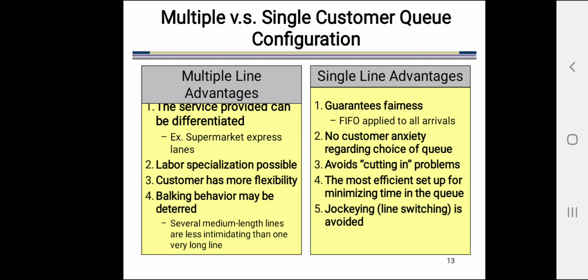What is the single line advantage? So single lines guarantee fairness. First in, first out applied to all arrivals. No customer anxiety regarding choice of queue. Avoid cutting in problems. The most efficient setup for minimizing time in the queue. So jockeying, the line switching, is avoided. So these are some advantages of single line.